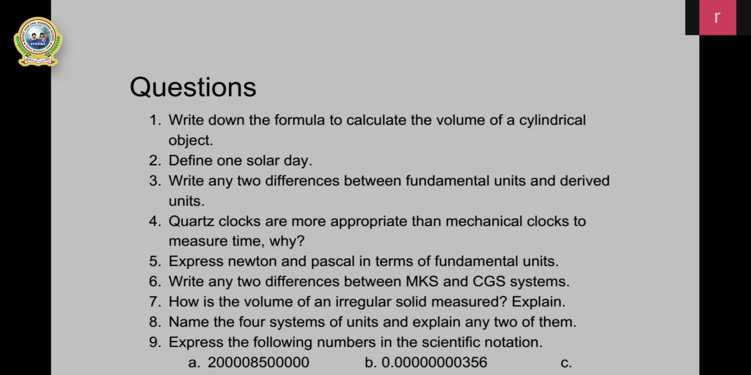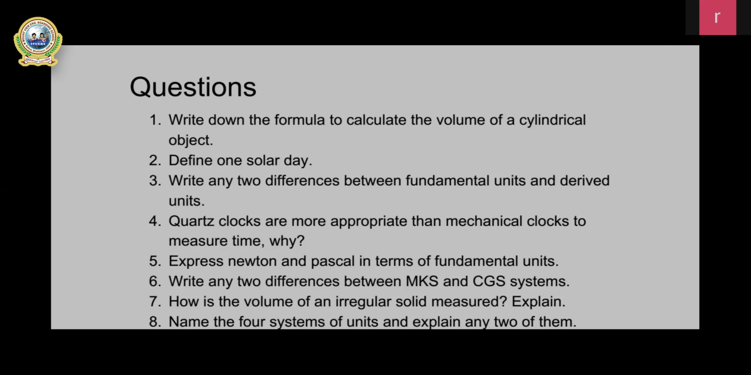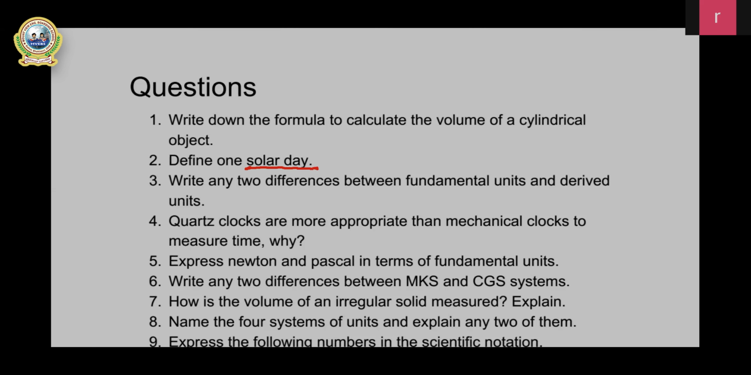And what is one solar day? It is the time taken by the Earth to complete one rotation on its axis. I saw that some students have written the answer as the time taken by the Earth to revolve around the sun. Actually, that is a year. It is a day. So one solar day is the time taken by the Earth to complete one rotation, that means 24 hours.